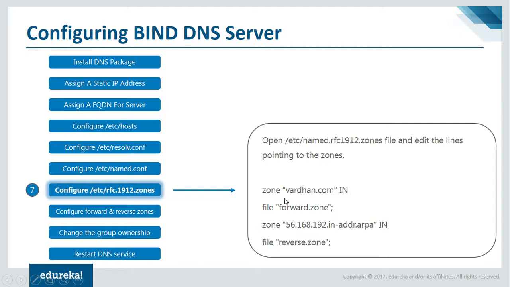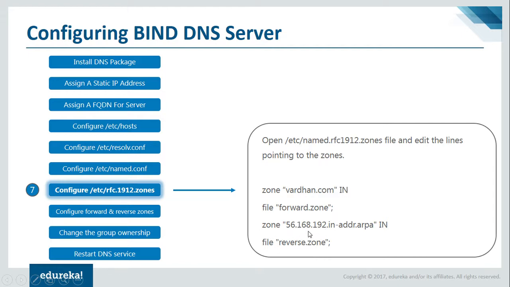I will explain the entire file in detail when I open up my VM, but what you need to understand now is you'll have the zone and you'll have to specify the domain name or the host name like this, and specify that it's a forward.zone. Then you'll have another zone for the reverse.zone file, and you have to specify the IP address in reverse format.